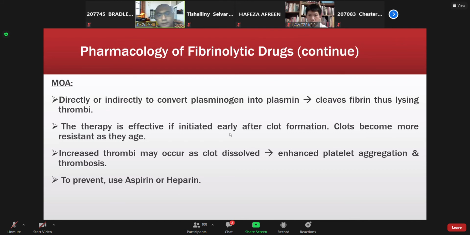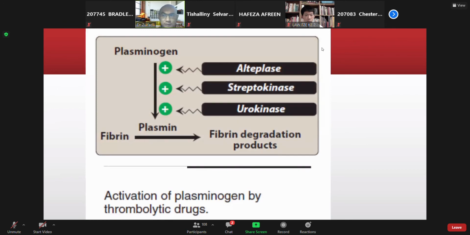The therapy is effective if initiated early after the clot formation. If the clot becomes older, meaning it has been there for quite a long time, these fibrinolytic drugs are not useful to lyse the clot. Avoid using them with aspirin and also heparin. This is the mechanism of action of urokinase, streptokinase, and also alteplase.